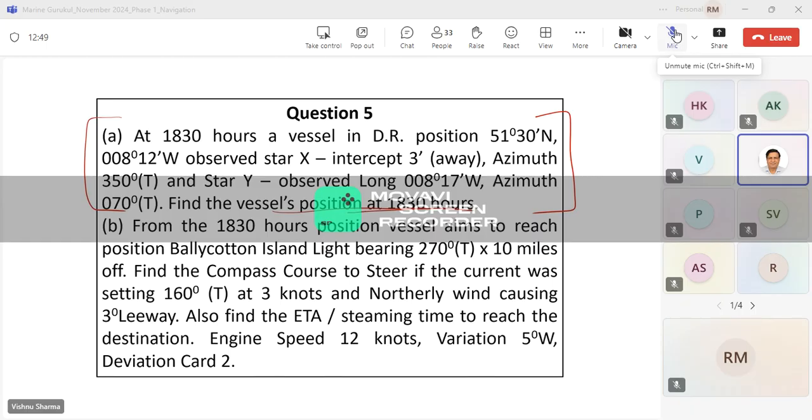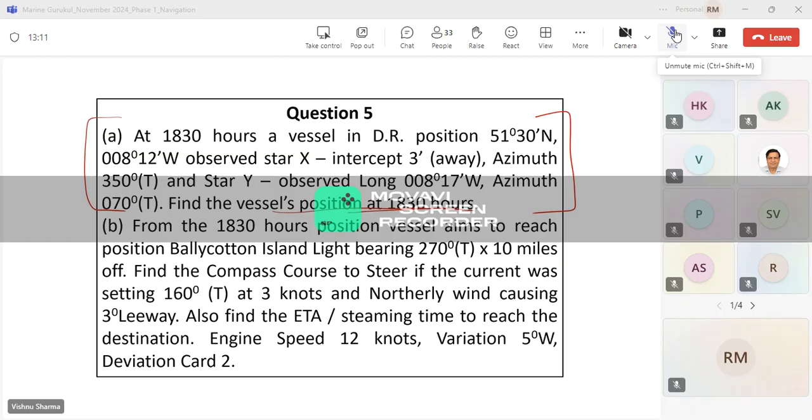So somebody who said both are intercept, what is the intercept for star Y? Can you give me the beta? What is the intercept for star Y? Now he'll not respond.